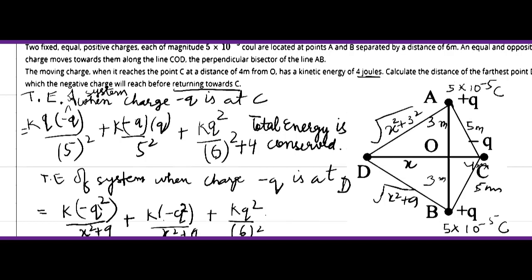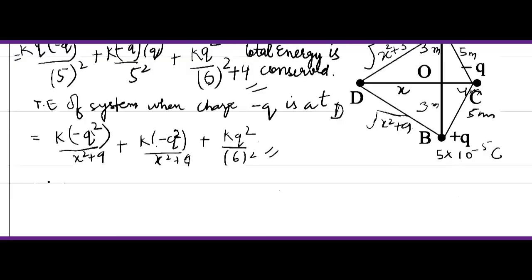Now according to total energy conservation, these two energies should be equal to each other, because there is no external force applied. This is an isolated system, so its total energy should be conserved. So we will equate these two equations and find out the distance of point D, that is x. Let's just equate these two equations. This is, let's say, equation number 1, and this is equation number 2.